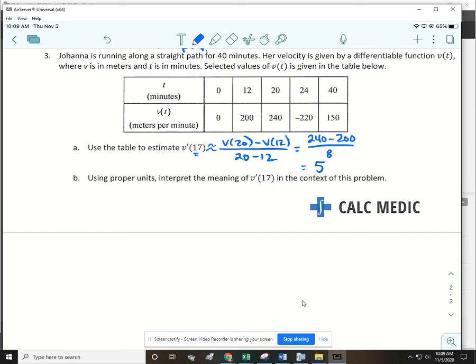And then let's talk about the units. So we're going to take the units of the dependent variable, meters per minute, and divide that by the units of the independent variable, which is minutes. So this is going to be meters per minute squared, which is an acceleration. All right, and then finally, we are going to talk about the context. Why don't you try the context on your own? Pause it, see if you can do it on your own, and then check with mine.